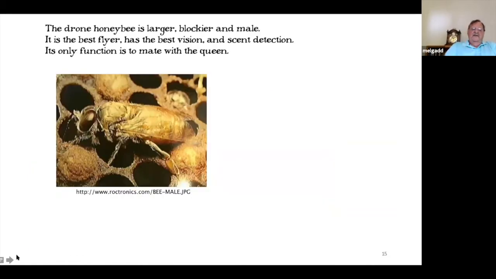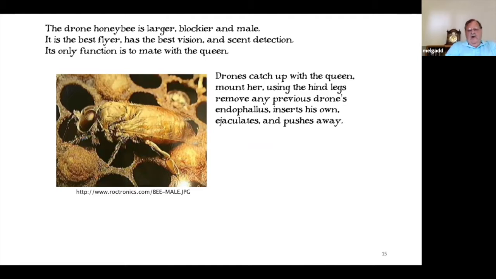Again, there's the male bee, and their whole purpose, their eyes are much bigger so that they can see the virgin queen flying around and try and catch her. And again, all they do is mate with a queen.